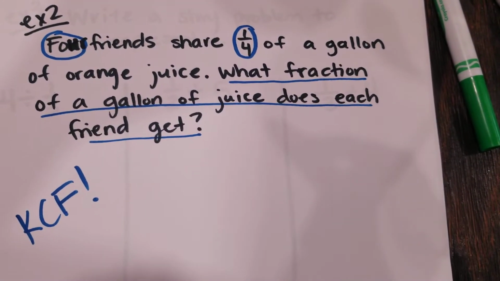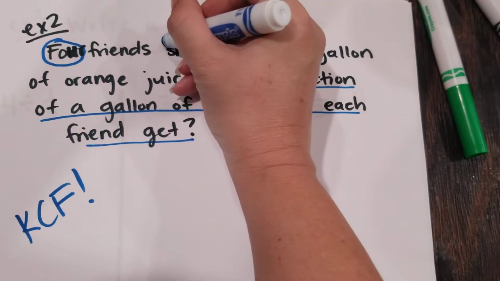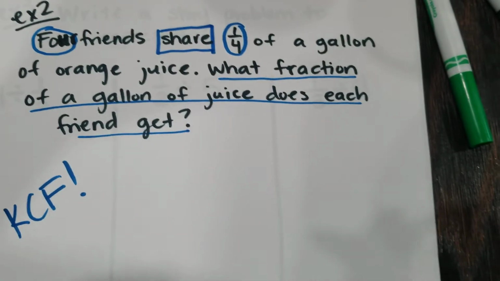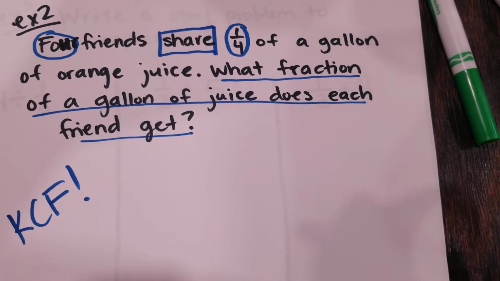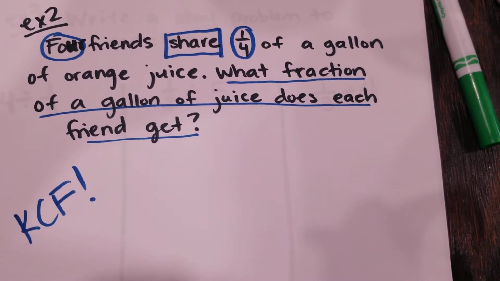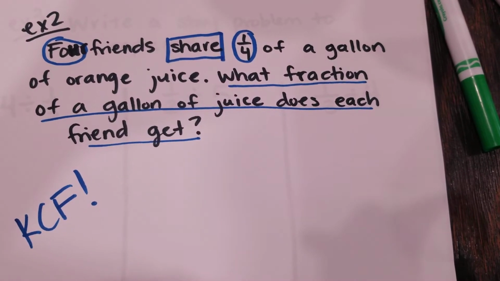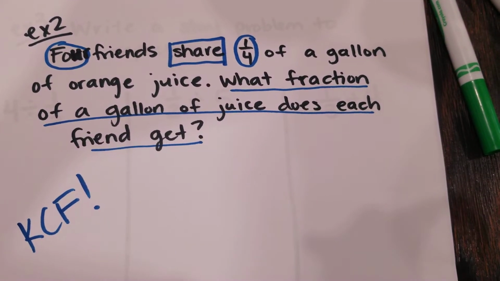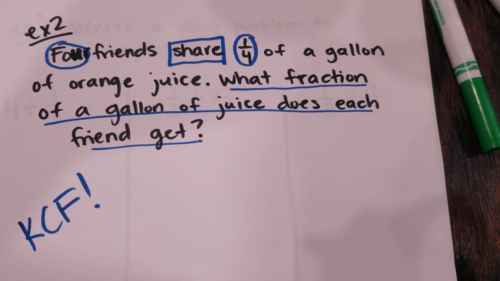And then what about a keyword? A keyword. I see the word share. Share is a keyword for divide. Okay, we know our 2 numbers, and we know the keyword tells us we're going to divide these 2 numbers. But which number goes first? Well, we need to ask ourselves, what is being shared? What is being split up? What is being cut? Are we sharing the friends or are we sharing the orange juice?